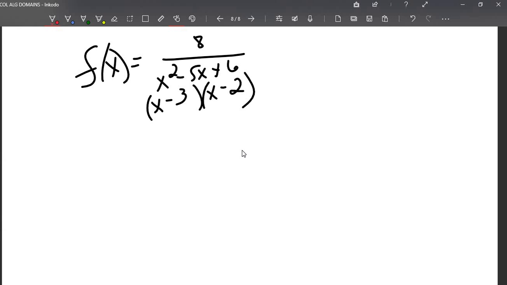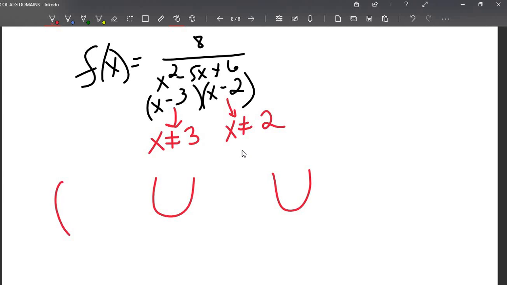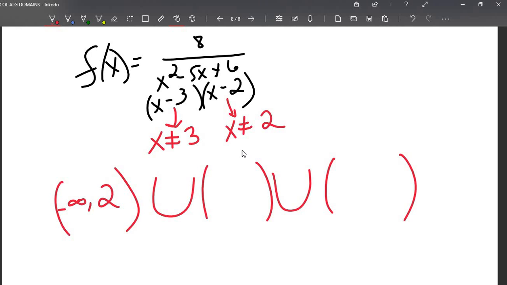Now, let's figure out our restrictions. According to this one, x cannot be a positive 3. According to this one, x cannot be a positive 2. All right. So we've got 2 numbers, 2 union symbols, 3 sets of parentheses. Negative infinity is on the left. The smaller of the 2 numbers goes next. Then both numbers go in the middle, smallest to largest, and then the largest goes on the right with the positive infinity symbol.